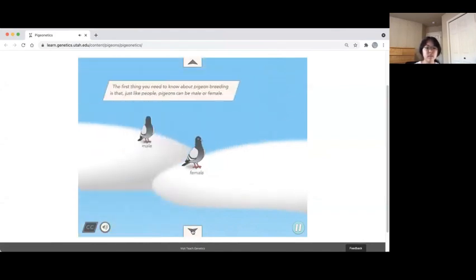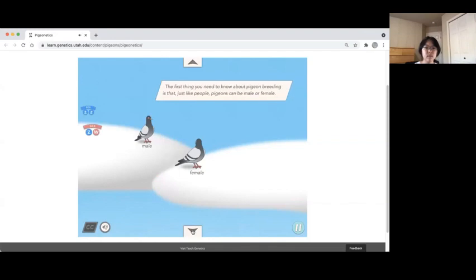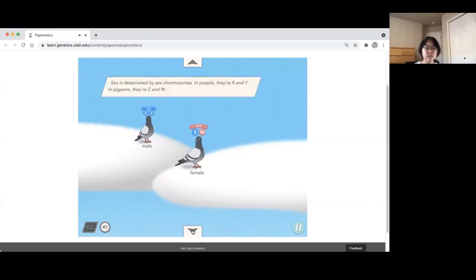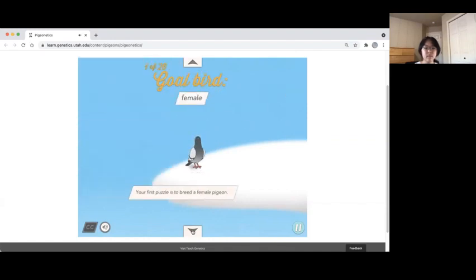The first thing you need to know about pigeon breeding is that, just like people, pigeons can be male or female. Sex is determined by sex chromosomes. In people, they're X and Y. In pigeons, they're Z and W. Your first puzzle is to breed a female pigeon.